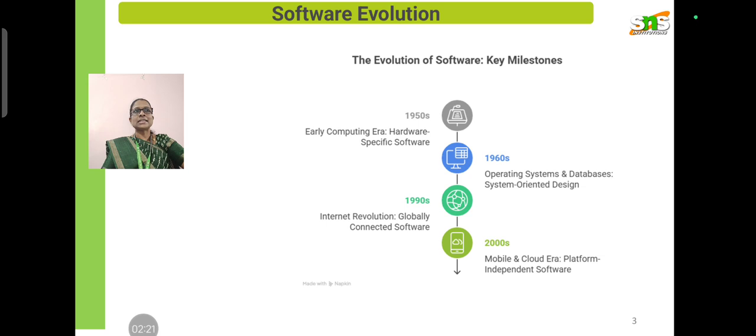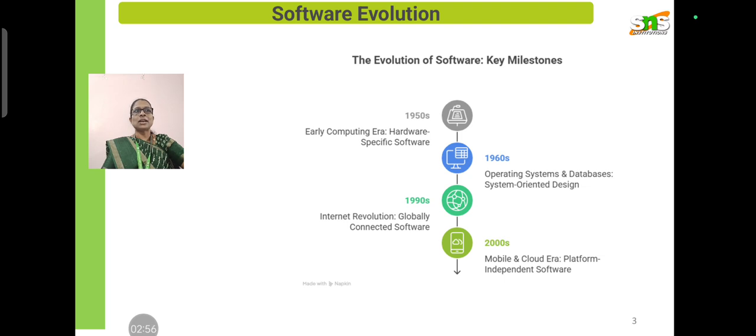Next is in the early 1960s, that is the operating systems and the databases, that is a system oriented design. So this era marked the introduction of OS and database systems which abstracted hardware details from the user. Next is in the 1990s was the internet revolution. So the globally connected software, with the rise of the internet, software became network oriented and globally accessible. Next is 2000s mobile and cloud era, that is platform independent softwares were introduced. So modern software evolved to support multiple platforms and devices.